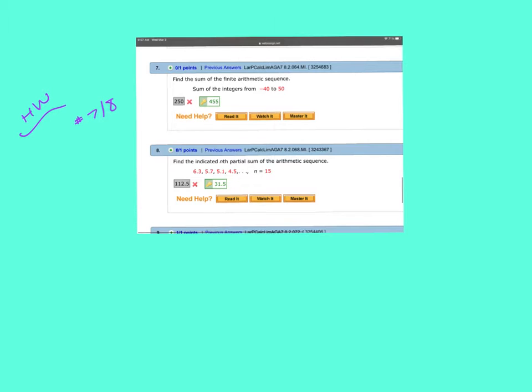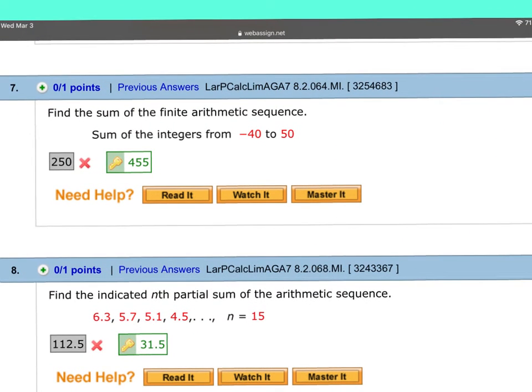So number 7 on the homework from 8-2 said find the sum of the finite arithmetic sequence, and this is the sum of the integers from negative 40 to 50. What's tricky here is obviously it's the same equation, n over 2 and then first plus last. The easy part is the first is negative 40 and the last is 50. The harder part this time is what's the number of terms from negative 40 to 50.